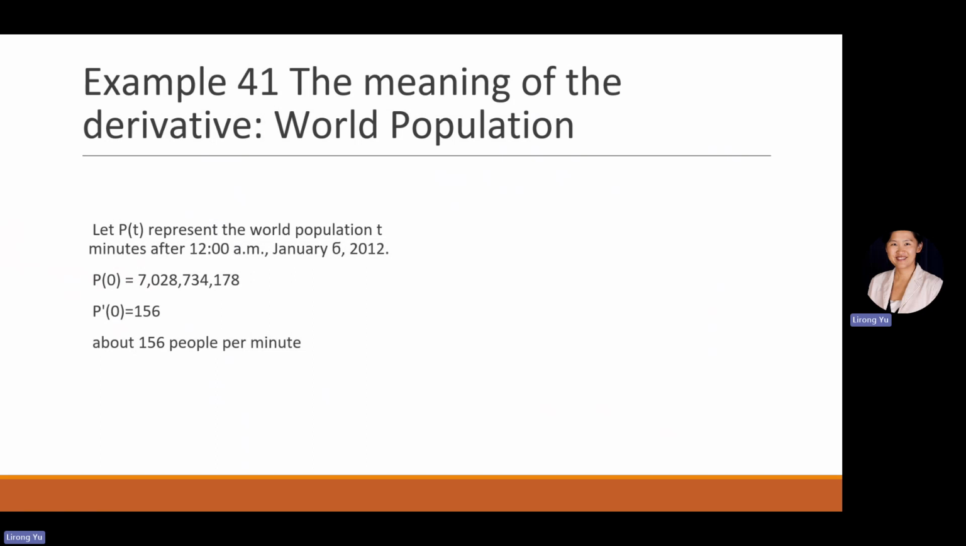So at that moment, on that day, the population is, how do you pronounce it? Well, billion. So it's really super large. I don't want to pronounce every single number in there. So really a large population here. Now, what is P prime here? That is the derivative of the population function, if the population is a function.